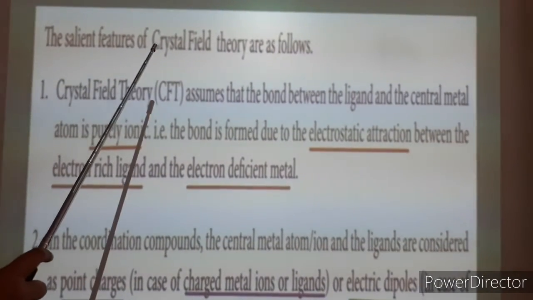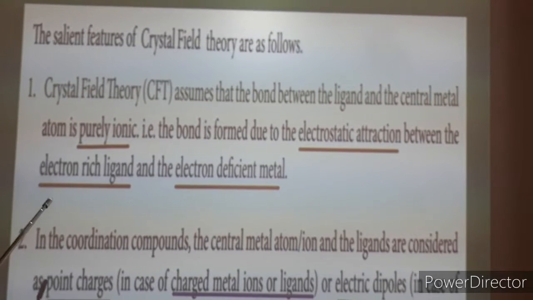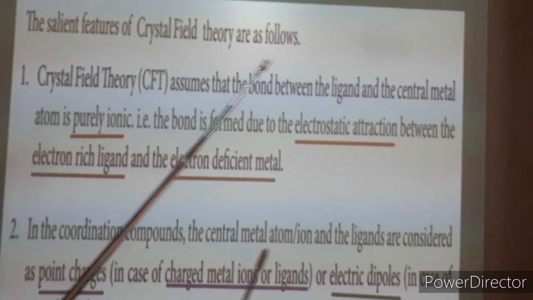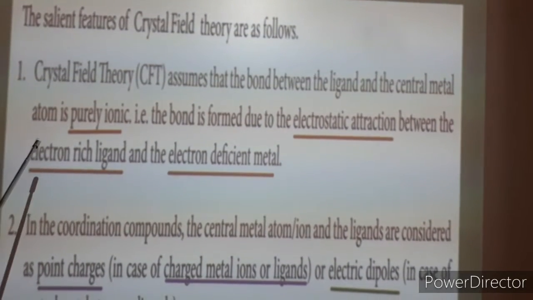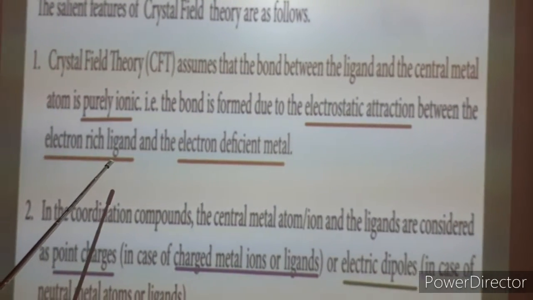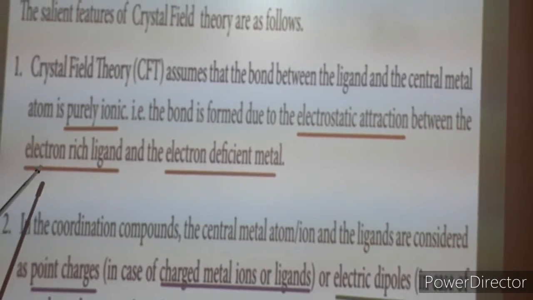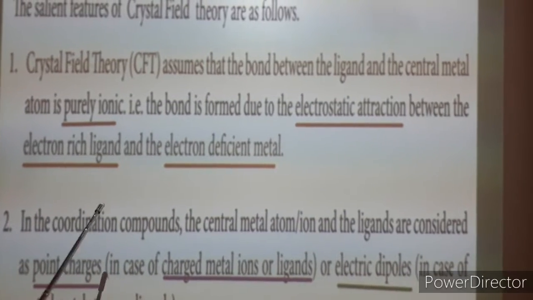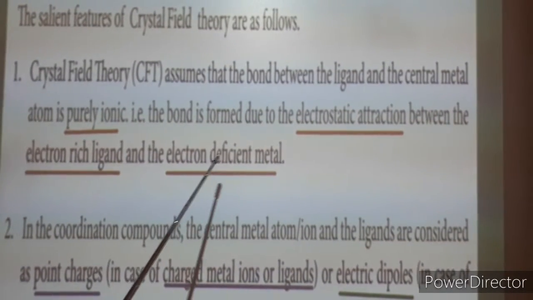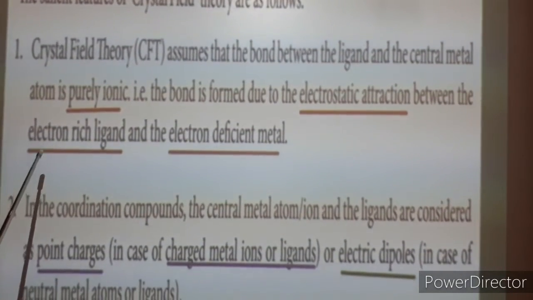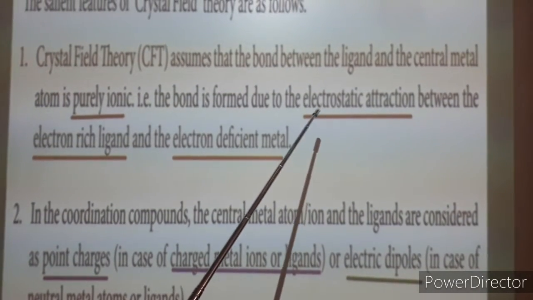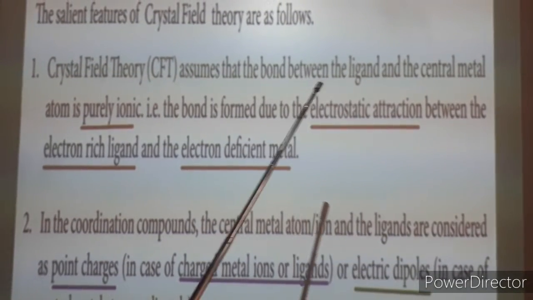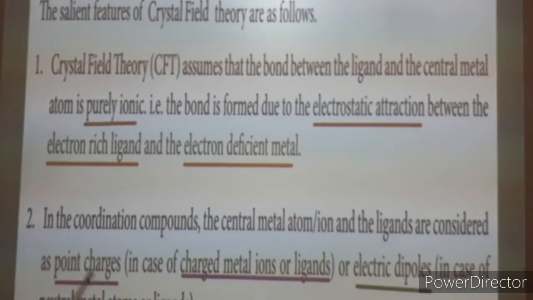The salient features of this crystal field theory. The first point, the bonding between the central atom and ligands is purely ionic. The ligand has more electrons, so it is an electron rich ligand. Next, the metal has empty orbitals, so it is an electron deficient metal. So the electron rich and electron deficient species have an attraction, that is electrostatic attraction. So there is electrostatic attraction between the ligand and the metal. It is the first point.